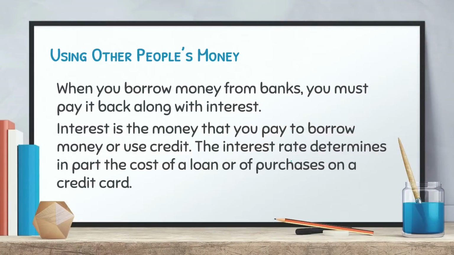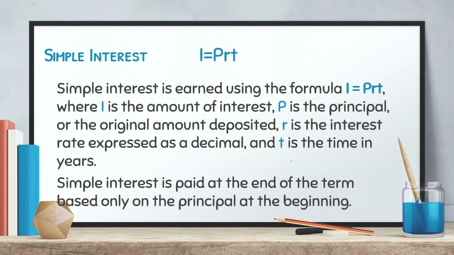When you borrow money from banks, you have to pay it back with interest. They don't just give it away for free. Interest is the money you pay to borrow the money or use their credit. The interest rate determines how much the loan will cost you. The higher the interest rate, the higher the cost of the loan. Simple interest is interest equals principal times rate. This is the formula.